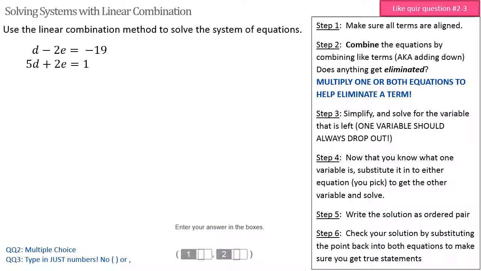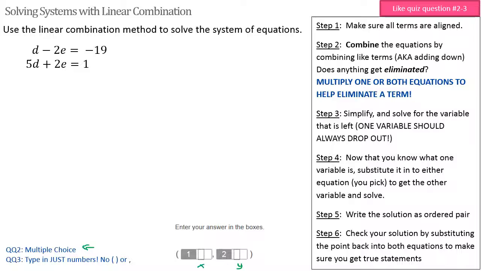Light quiz question number 2 and number 3 we're going to cover with this example here. Just a quick note for quiz question number 2, that's going to be a multiple choice answer when you're doing it. And for quiz question number 3, you are actually going to type in the answers. So you just type in the numbers. You're not going to put the parentheses or the comma. You'll just put in the x value for 1 and whatever the y value is for 2.